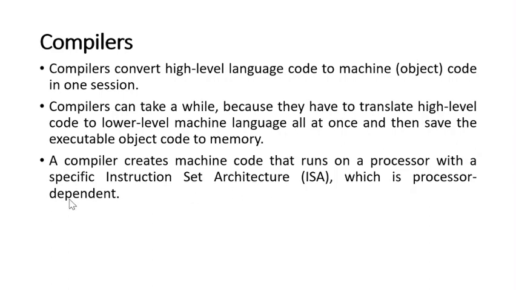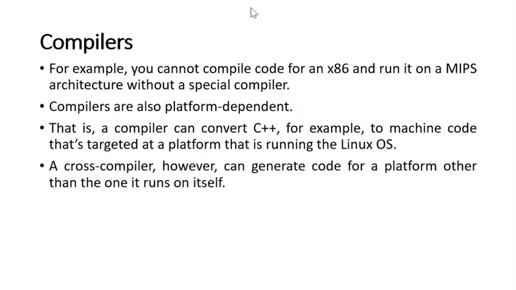what do we mean by processor dependent? So definitely hindi siya independent. So naka-depende siya sa processor. So hindi gagana yung compiler natin kapag hindi siya compatible dun sa processor. And so sa example natin dito, hindi natin pwedeng i-compile yung code intended for x86 tapos gusto natin siya i-run from MIPS. Okay, so yun yung ibig sabihin natin ng processor dependent.